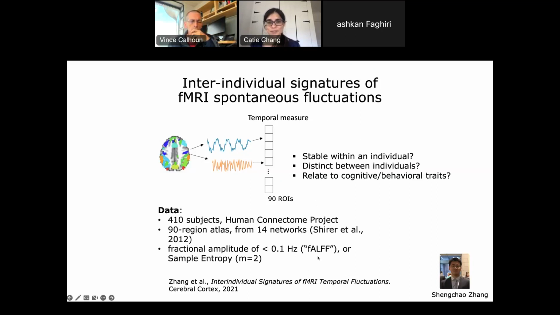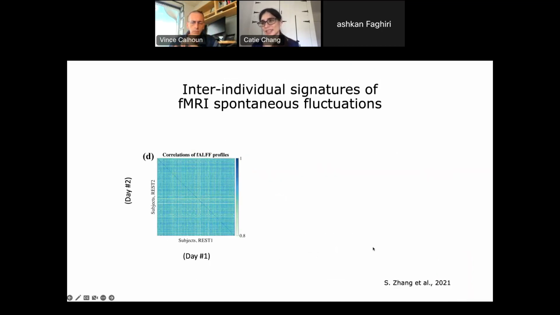And so just a few more details about the study. We used the Human Connectome Project data and a 90-region atlas and considered a measure of the power spectrum based on the fractional amplitude of fluctuations below 0.1 hertz, which has been called fALFF in the literature, and a complementary measure of temporal complexity based on sample entropy.